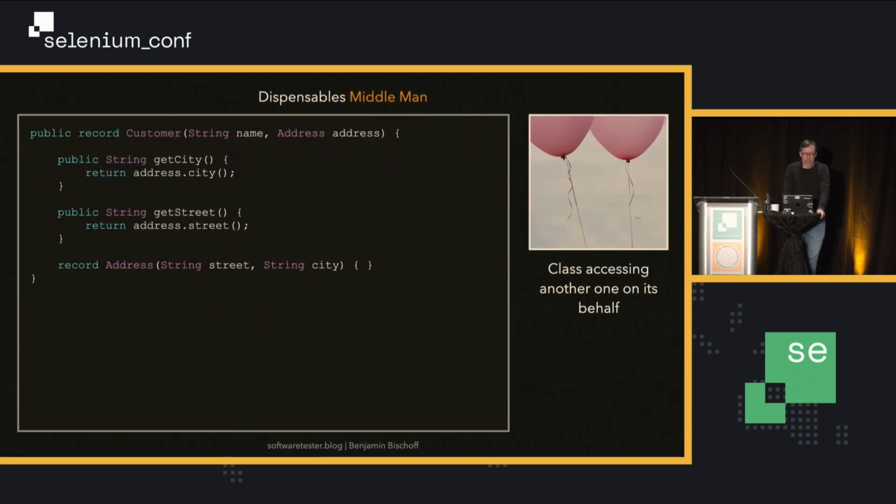And if I'm not mistaken, this is the last code smell already. It's called middleman. And we have seen something along this line before. It's a class accessing another one on its behalf. We have the address again, with a street and a city. And in the customer, we have a method getCity that takes the city from the address and returns it, and getStreet that gets the street from the address and returns it, which is totally unnecessary. You have one layer of abstraction here that is doing nothing, because you could just do customer.address.city, instead of going through all this code.